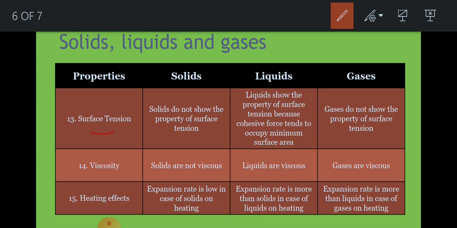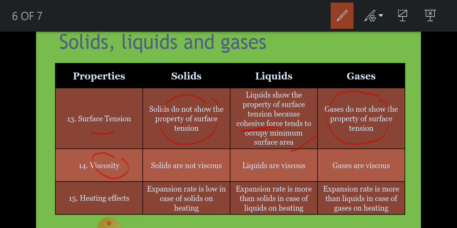Okay. Now let us see what happens in case of solids. Solids do not show the property of surface tension. Only liquids show the property of surface tension. Gases also do not show the property of surface tension. Liquids show the property of surface tension due to the cohesive force, and they always tend to occupy the minimum surface area.